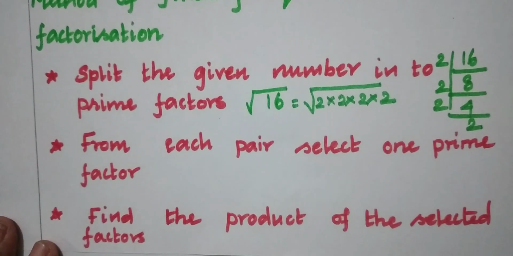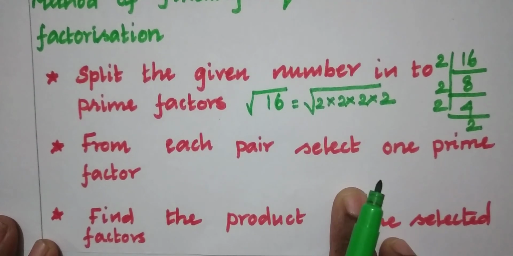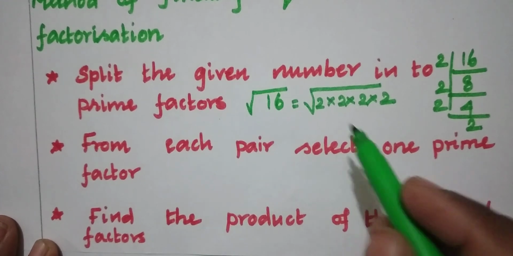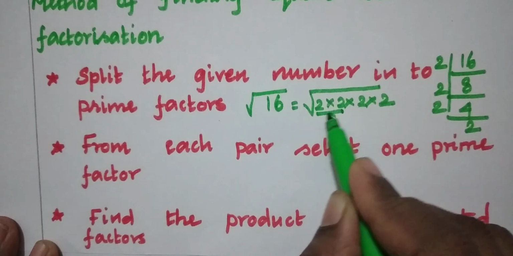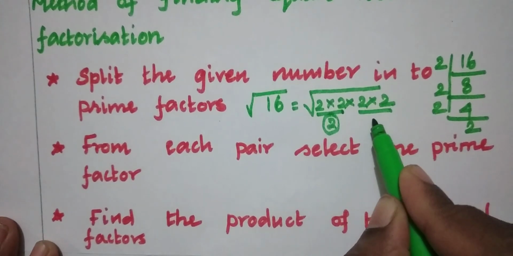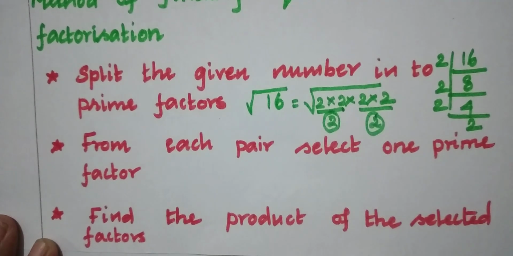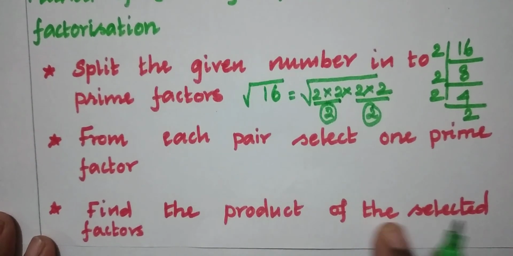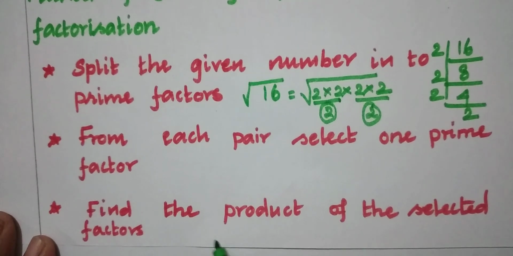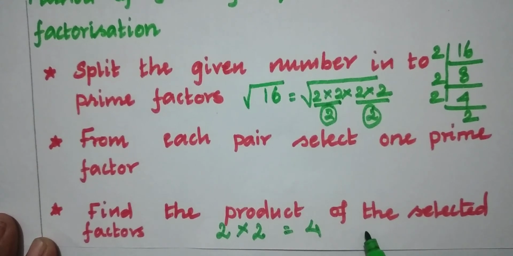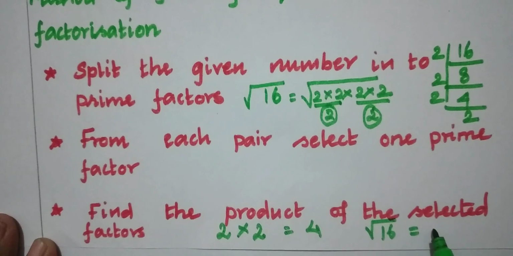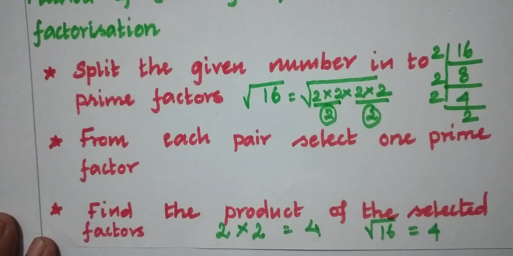The second step, from each pair select one prime factor. So from this pair we are selecting one 2, and from this pair we are selecting one 2. The third step, find the product of the selected factors. Now the selected factors are 2 and 2. Let us find the product. 2 2s are 4. So the value of root 16 is equal to 4. Can you understand, children?